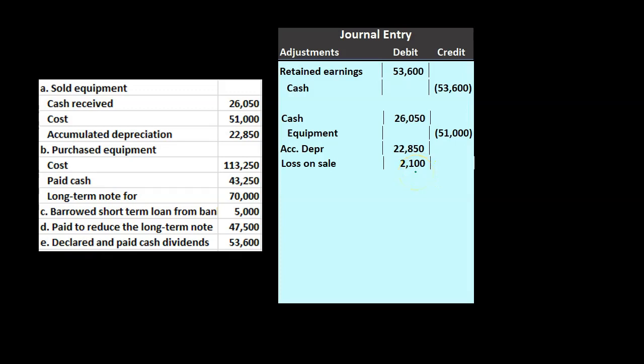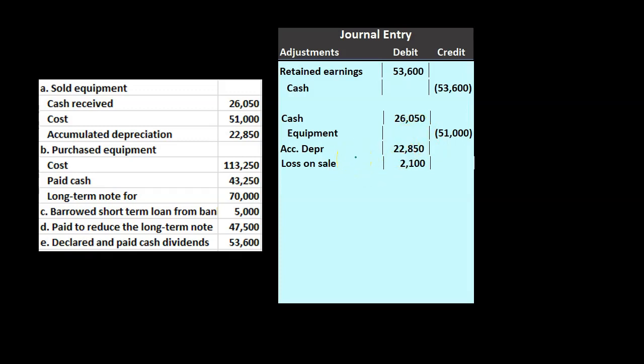We can think of it a couple different ways. One, it's a debit, and that's kind of like an expense. Expenses are debit balance accounts. Therefore, it's probably a loss, not a gain. And two, if we looked at the book value, which would be the $51,000 minus the $22,850, that would be greater than the cash we got, and therefore it's a loss. So that's why we're going to name it a loss here.